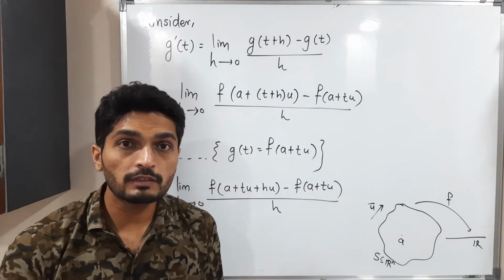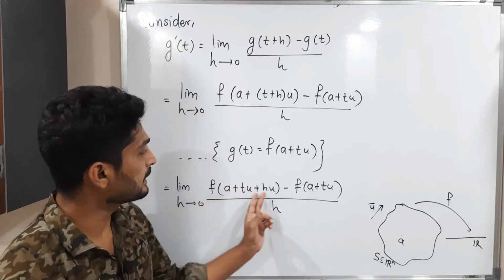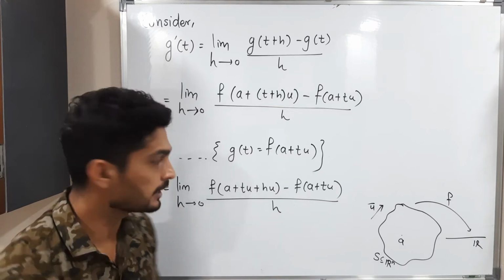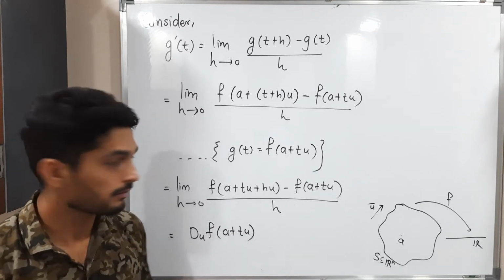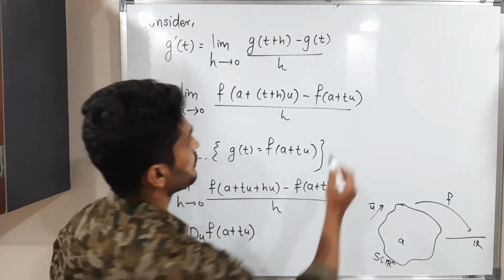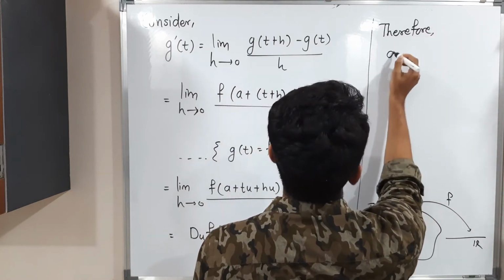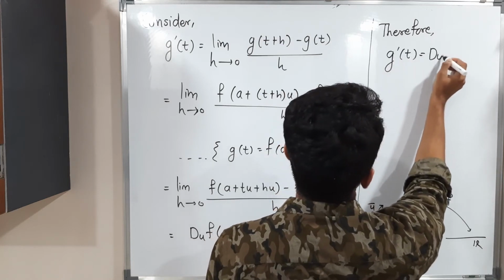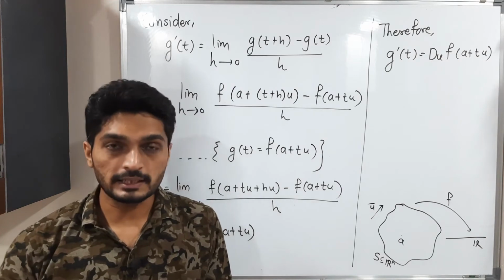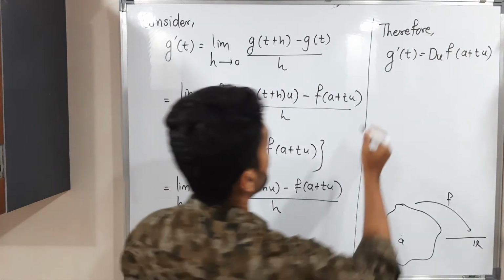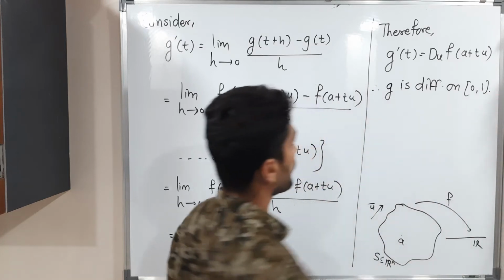See, this is nothing but the definition of the directional derivative, right? If you call a plus tu as b, we will have f of b plus hu minus f of b divided by h. So this is the definition of the directional derivative. That's why we can write this as du f of a plus tu. So this is simply the directional derivative of f at a plus tu in the direction of u. Therefore g dash of t is equal to du f of a plus tu. That means basically the derivative exists. That is a very important thing we have got. So therefore g is differentiable on the closed interval 0, 1, and we have got its derivative.